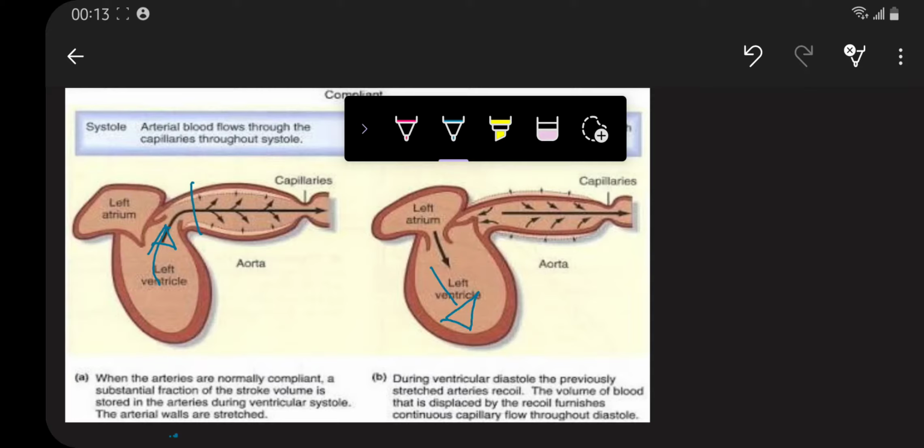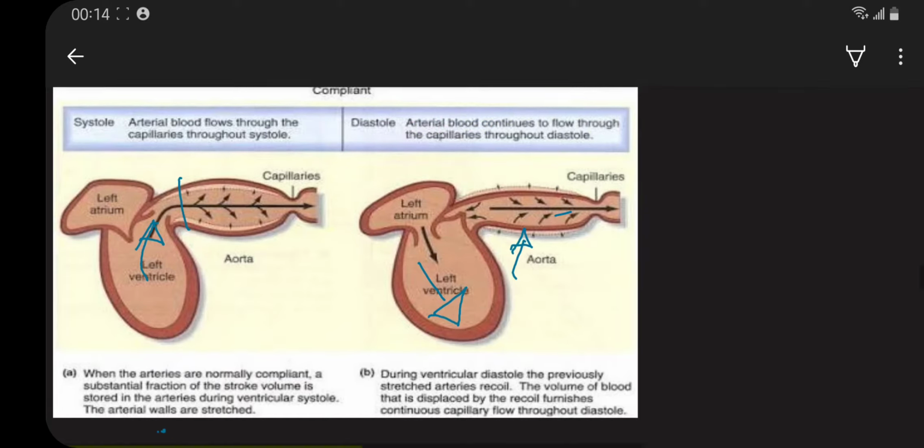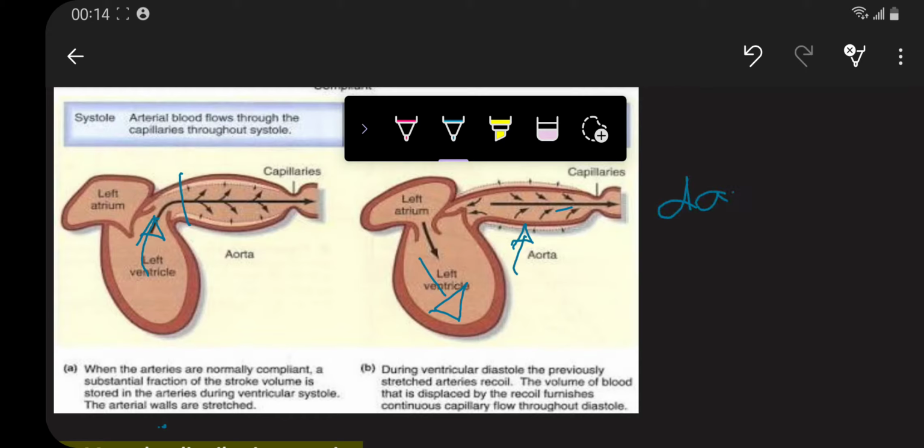And so these will actually recoil and they will push the blood. When the blood pressure rises too much, they try to compensate by increasing their diameter. And when the blood pressure decreases, they recoil and push the blood, so they compensate for that decrease in blood pressure. And this has a dampening effect. Now what does this mean? It means that they decrease the fluctuation of the blood pressure over the cardiac cycle.